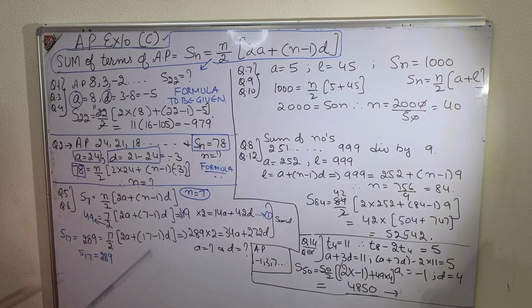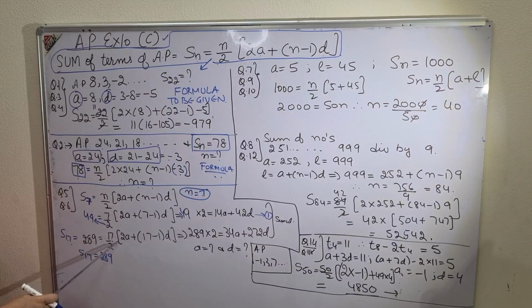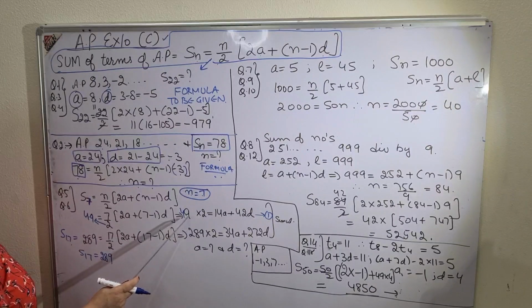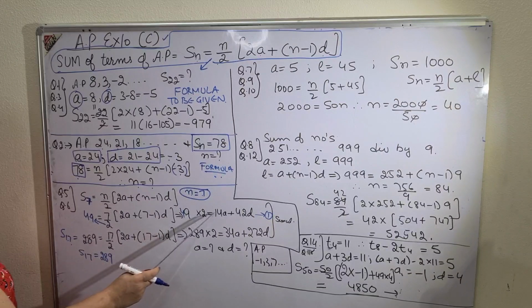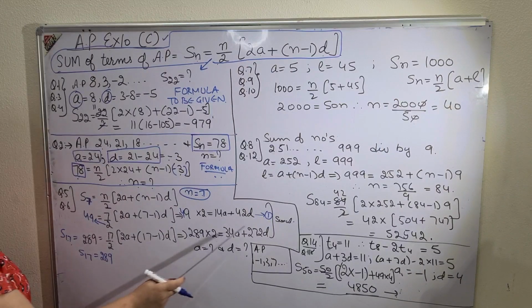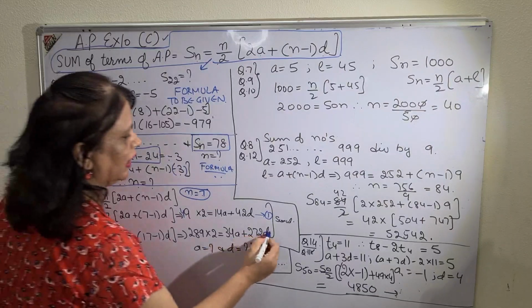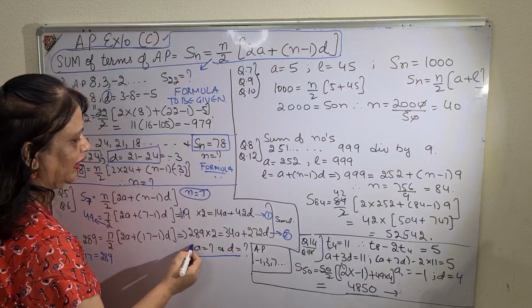See, two conditions were given to me, one was S7, the second was S17. With those two conditions, I got the simultaneous equations. I took 2 to the other side, that is 49 into 2, this is the first equation, the second time 289 into 2, this is the second equation. Solve them simultaneously to find the values of a and d.